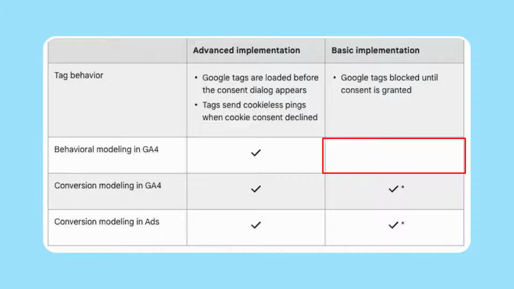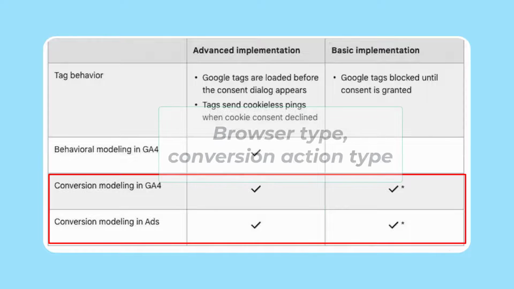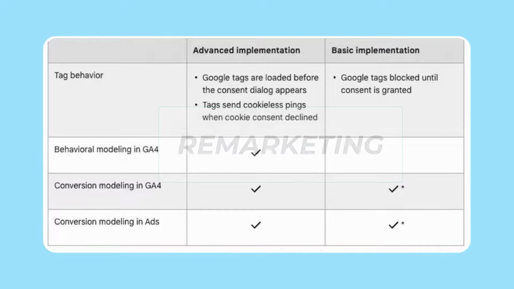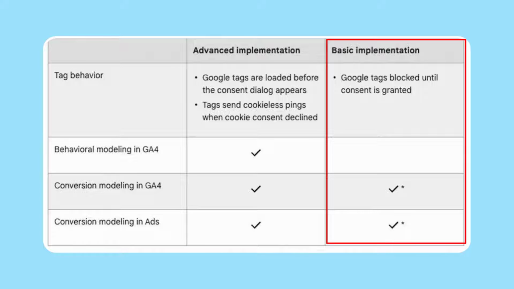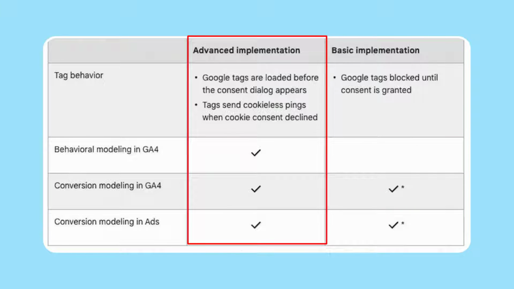So you will not see behavioral modeling in GA4, but they do say that for conversion modeling in both GA4 and Google Ads, they use a general model. So not based on the information that they receive, but based on the time of the day, on your other conversions that you've received in your account, like browser type, conversion action type. So non-identifying variables. And in terms of remarketing, you actually get access to remarketing in both implementations. So this is also another point of confusion that I've seen. And the only difference is that with the basic implementation, you will of course see a much smaller sample for your remarketing audiences than you would with the advanced implementation, which would supplement a bit of that data.